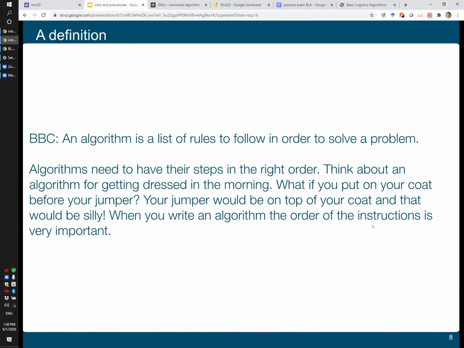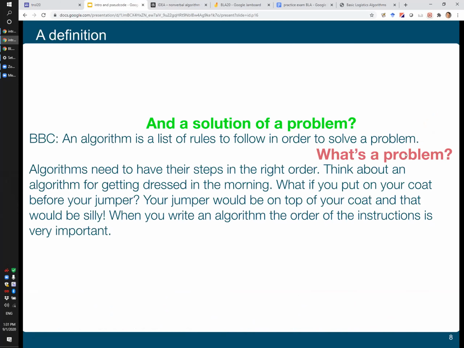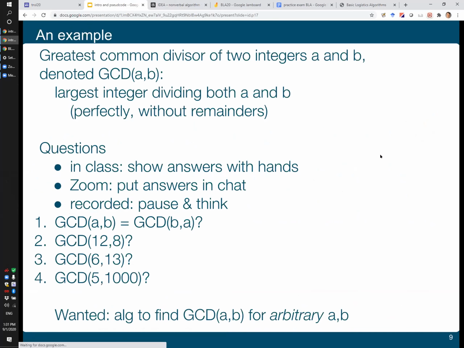You can find lots of definitions of algorithm. Even the BBC has a definition. An algorithm is a list of rules to follow to solve a problem. And what we want to understand is, what is a problem? What kind of problems do algorithms solve? What does it mean to solve a problem? What would be a solution to a problem?